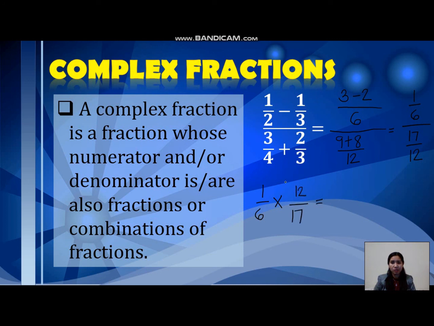Then multiply the numerators, we have 12. Multiply the denominators, we have 102. This can still be simplified further. 12 and 102 can be divided by 6. So 12 divided by 6, we have 2. 102 divided by 6, we have 17. So the answer is 2 over 17.